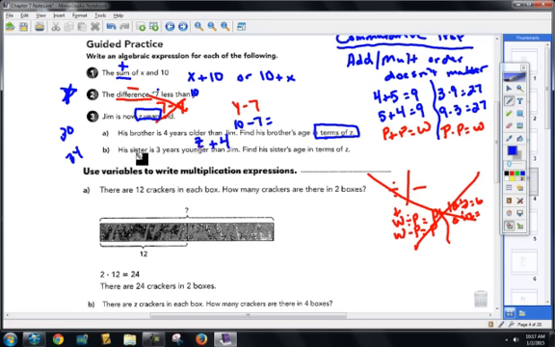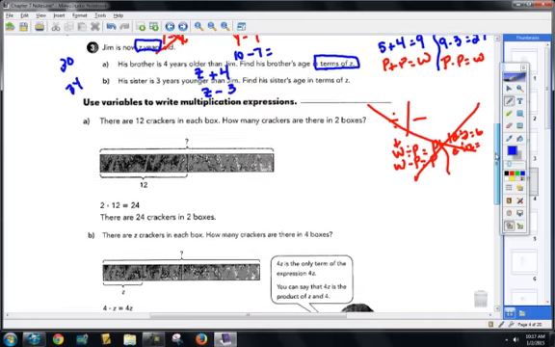Now, Jim's sister is 3 years younger than him. So now it's going to be Jim's age minus 3, right? Because we're taking Jim's age. Again, if he's 30, if his sister's 3 years younger, then she would be 27. Okay?